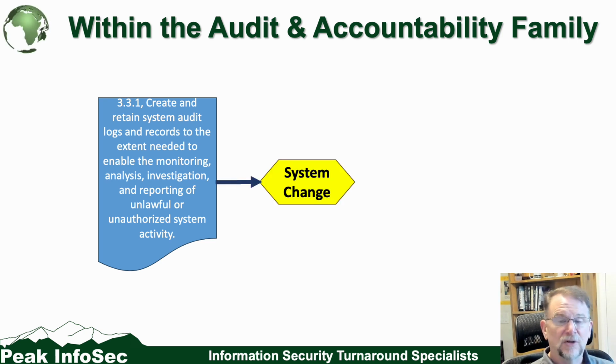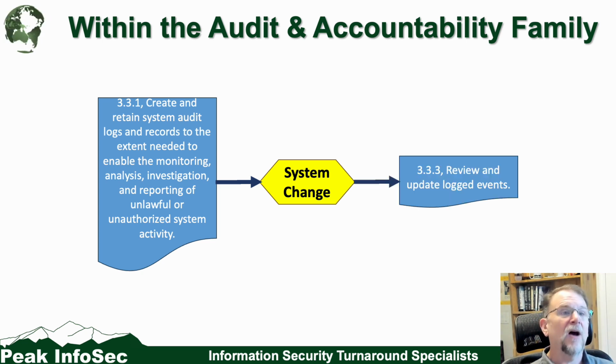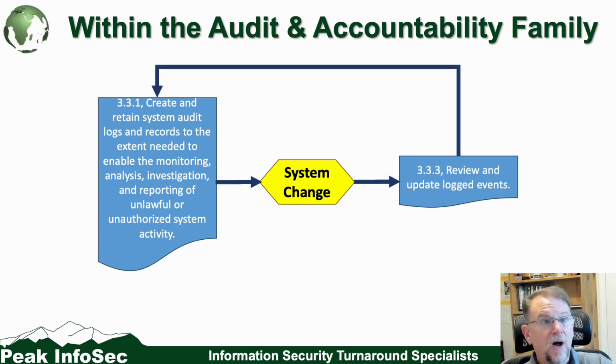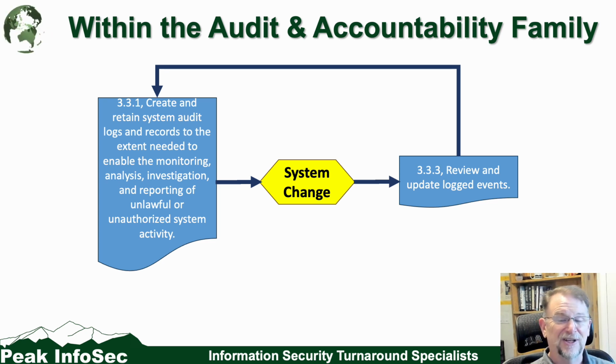Well, life happens. You have a system change. You upgraded your firewall, you upgraded your operating system, you did something. Out of that system change, now you jump to 3.3.3. You're supposed to review and update logged events. This is not review logged events for malicious activity. This is go back to 3.3.1 and make sure that the logs that you originally set up and configured are still working. That's it. Nothing more, nothing less, nothing else. This is interestingly a little extension on a change ticket if you do it savvily.